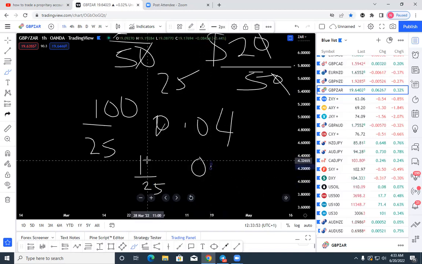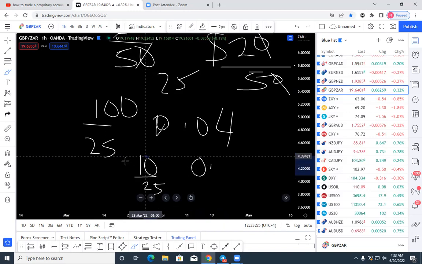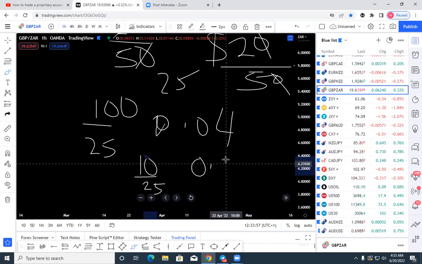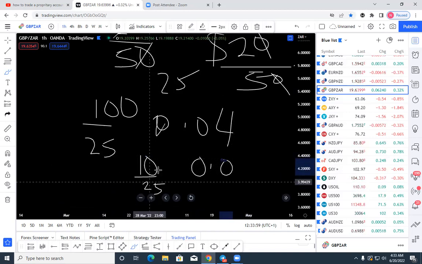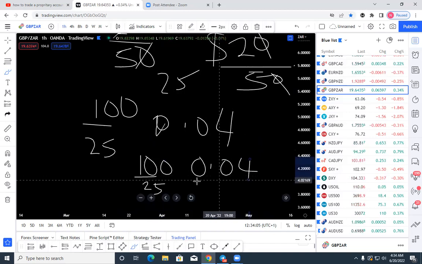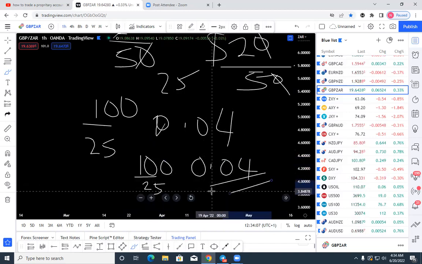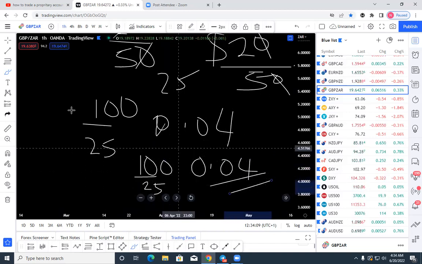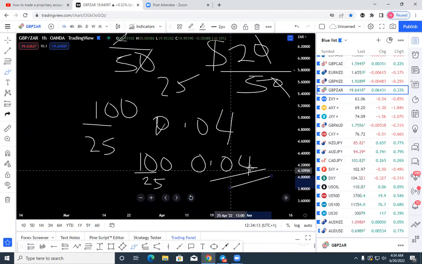So for the fact that you are putting 0, you have to add 10 here. It still cannot go. You have to put another 0. So you have to add 1 here again. So 25 in 100 is 4. I think this will be the answer. So your lot size is 0.04. This is what you are going to punch on your MT4, 0.04.